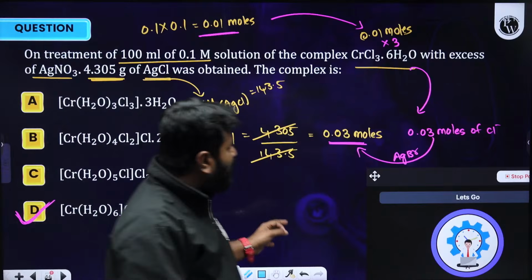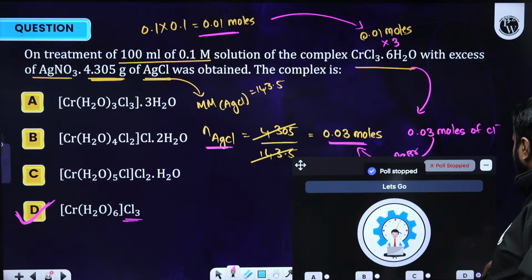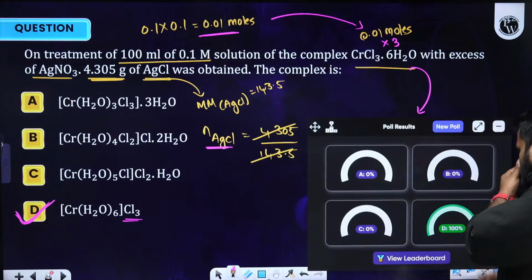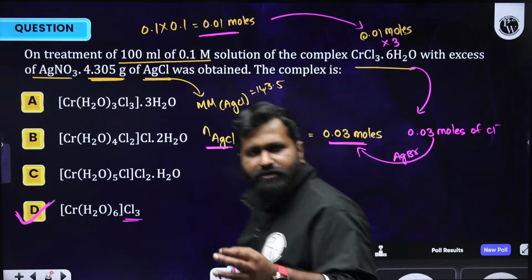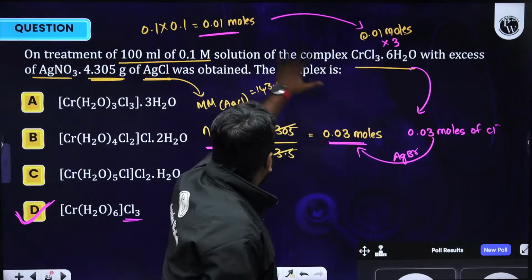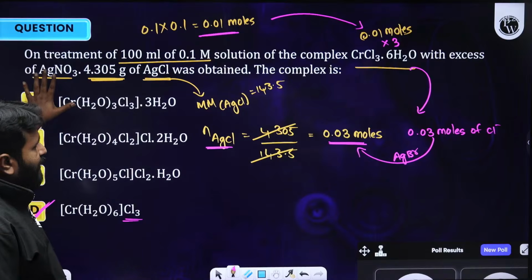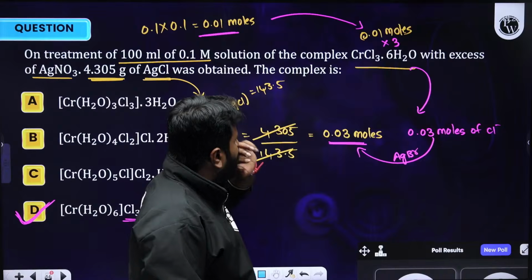Everybody getting the point how exactly I am solving the question? Once again, I will explain. That is very, very important, my dear students. Option D. Very good. So how exactly I did this question? Very simple. This is the complex concentration 0.01 mole. AgNO3 I am passing. I am getting AgCl. Number of moles is 0.03.